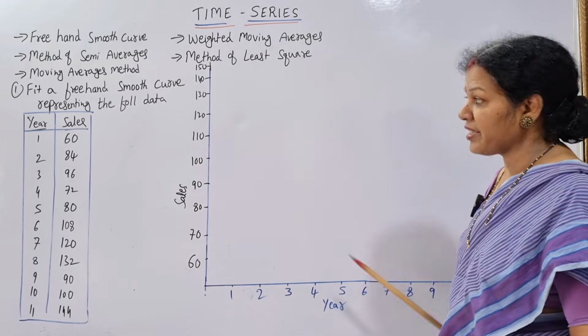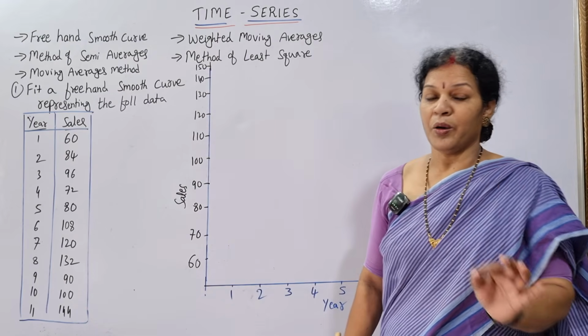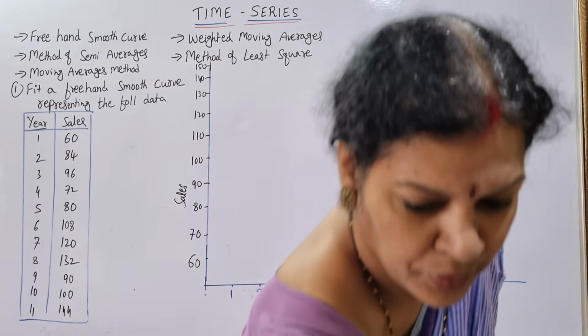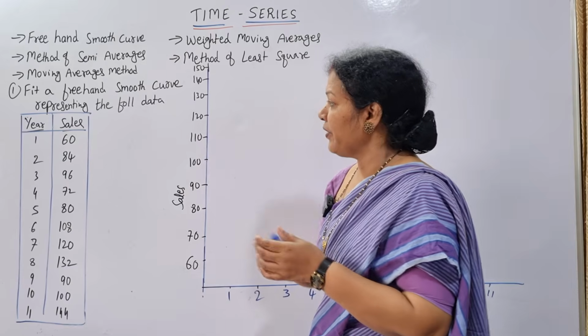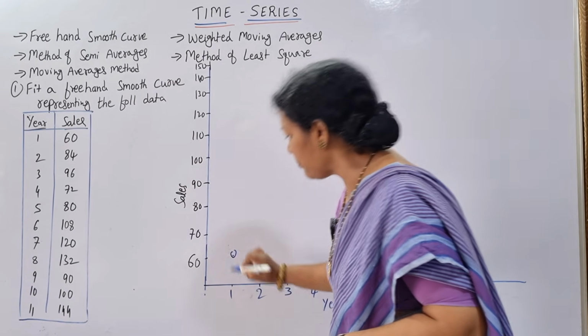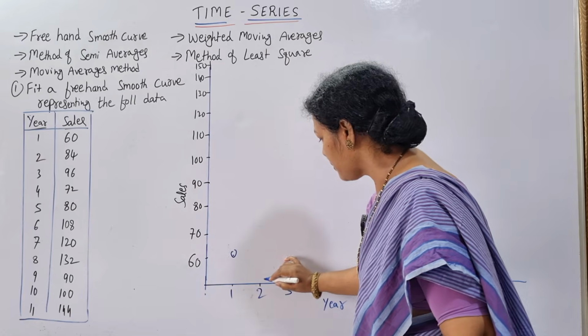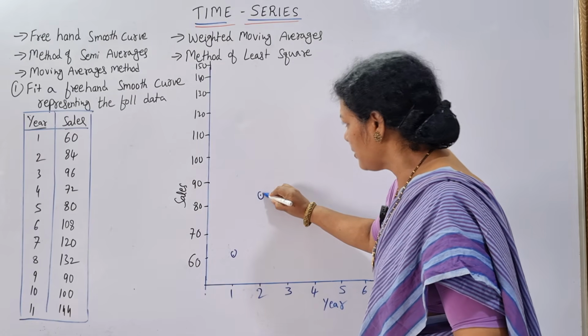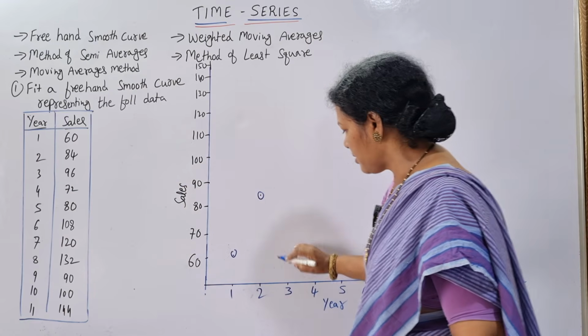Like this I have drawn the x-axis and y-axis. Now we'll plot the actual data. First year is 60, so it is here. Second year is 84, so it's here somewhere. Next, the third year is 96.